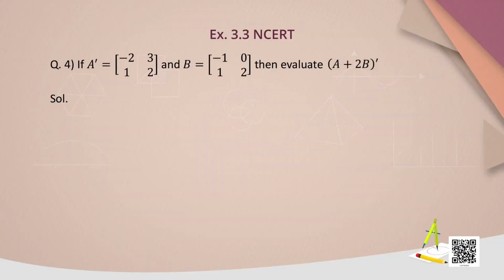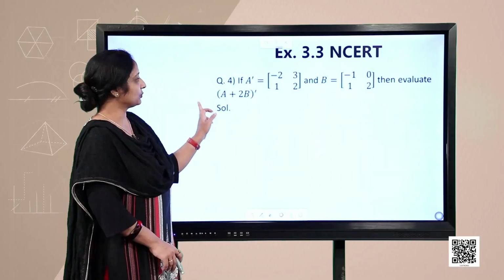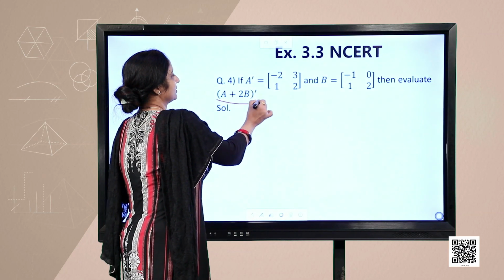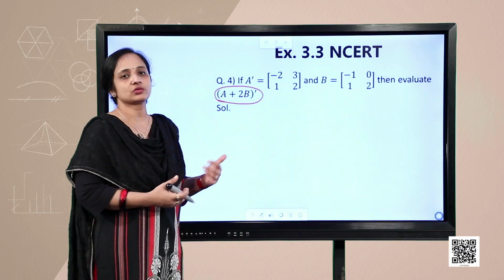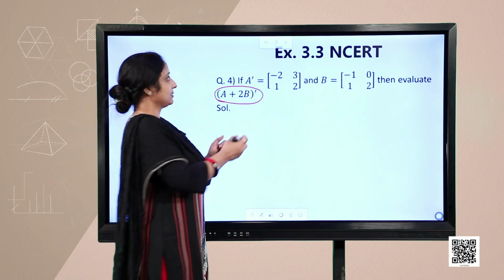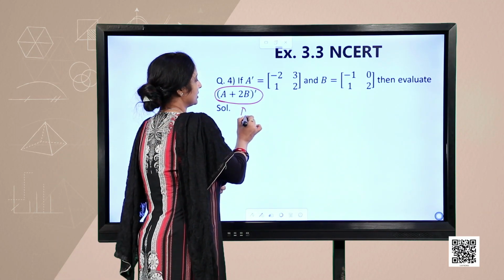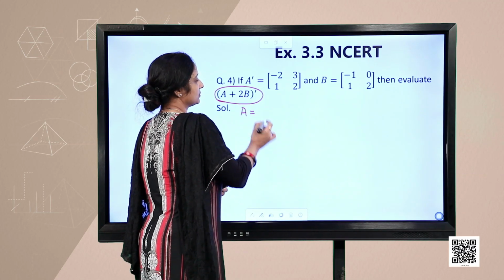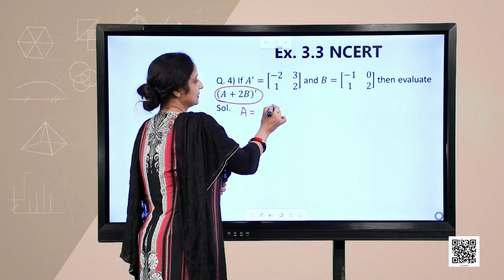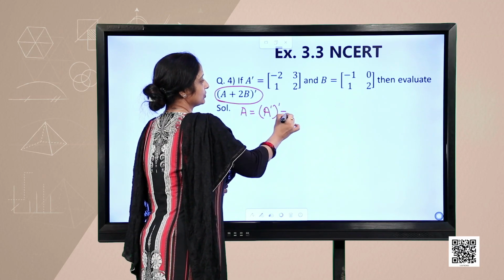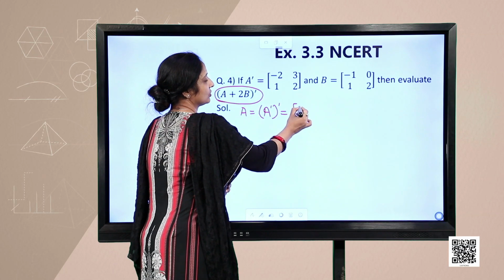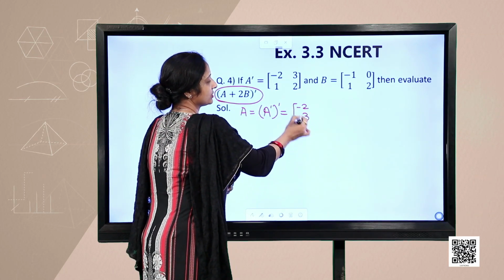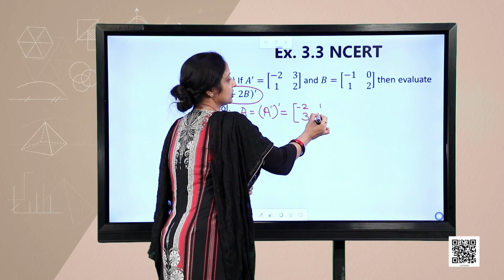Let's move to next question. In this question, we are given A transpose and B, and you're supposed to evaluate this matrix A plus 2B whole transpose. So again, this question is also similar to previous question. In the sense, we are given A transpose and we can obtain this matrix A by taking its transpose. It's a square matrix, so order is not going to be changed, but rows and columns are going to be interchanged.